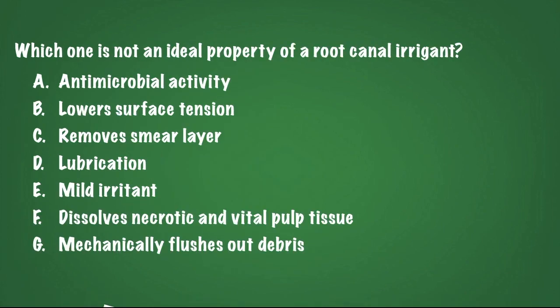Which one is not an ideal property of a root canal irrigant? Is it the antimicrobial activity, lowers surface tension, removes smear layer, lubrication, mild irritant, dissolves necrotic and vital pulp tissue, or mechanically flushes out debris? So out of all these, which is not preferred as a property of a root canal irrigant? All of them are properties of a root canal irrigant except E. The irrigant must be biocompatible and non-toxic to healthy human tissues.